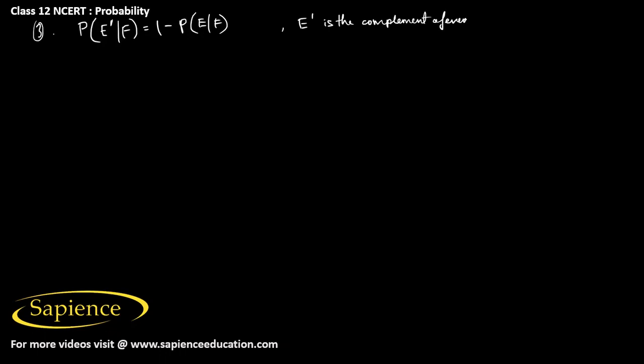Then the next property, property 3, is that the probability of the event E dash, the complement of the event E, given F is equal to 1 minus the probability of the event E given F. E dash is the complement of the event E. It means E dash is not event E. I can also say it is the sample space minus the event E.